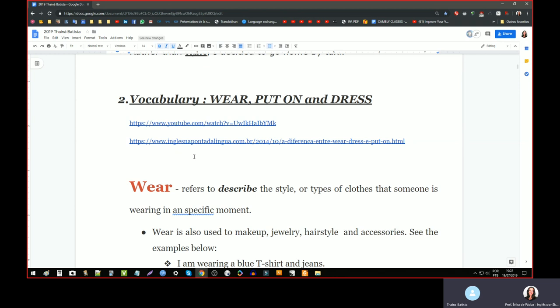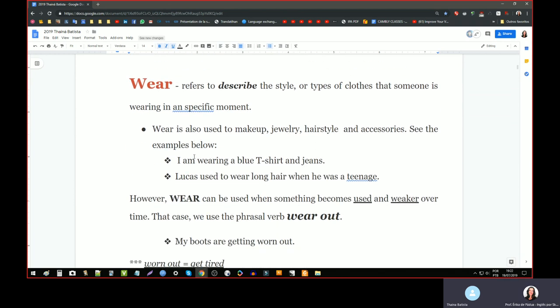Okay. So first, wear. It's very difficult to understand. It's easier to visualize the process, but I will try to explain. Okay. Wear, we use this verb to describe the style or type of clothes that someone is wearing in a specific moment. So, wear is also used for makeup, important jewelry, hairstyle, and accessories. Yeah. So, these are the examples.